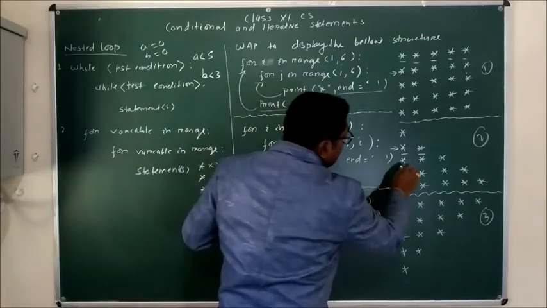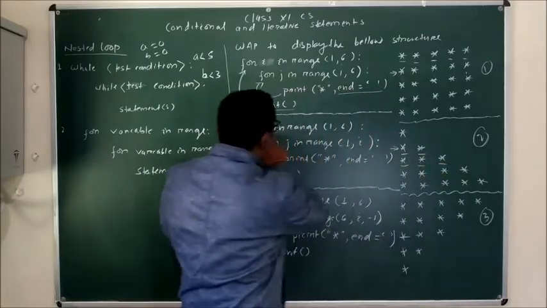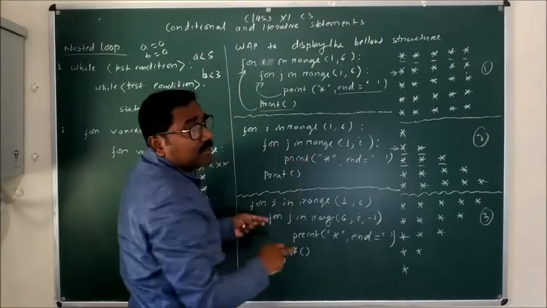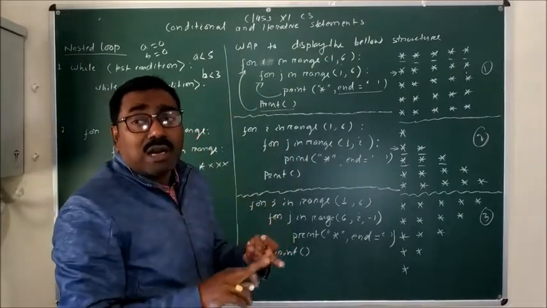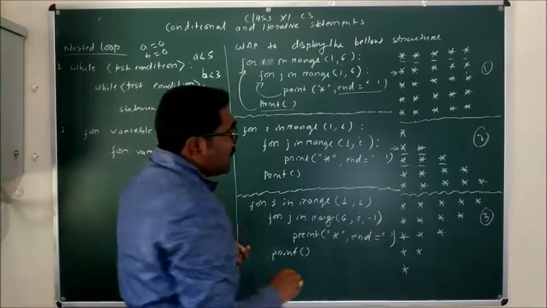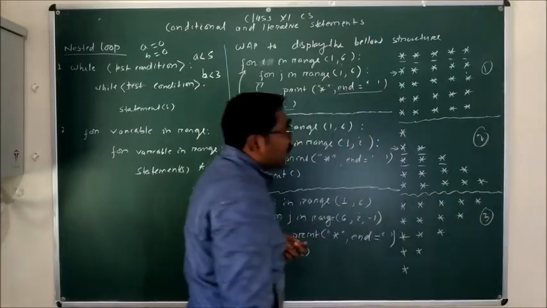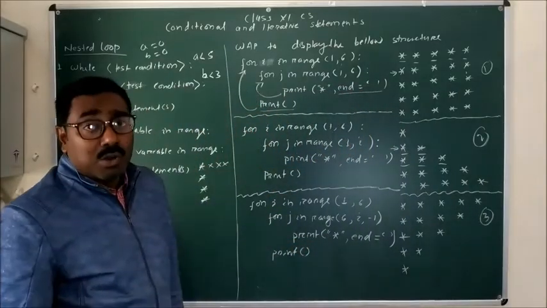Here 3 asterisks are displayed, because the value of I will become 3 now. So this will be executed 3 times, for 1, for 2, and for 3. Likewise it will display each row, with the number of columns as per the row number.